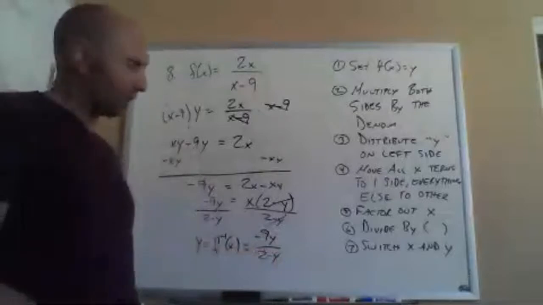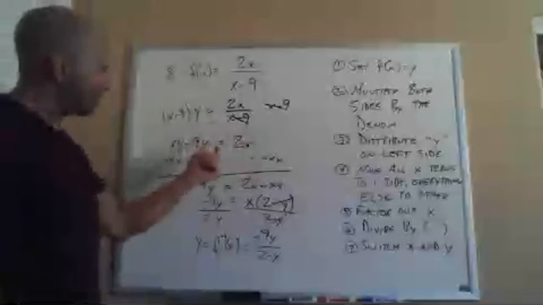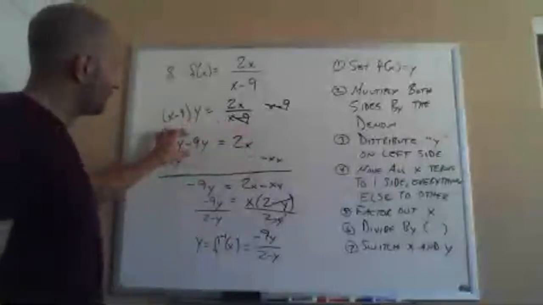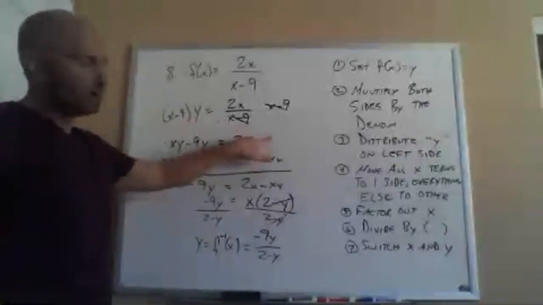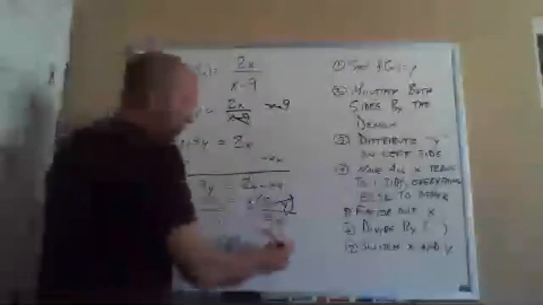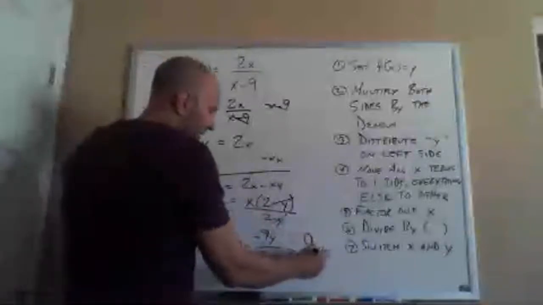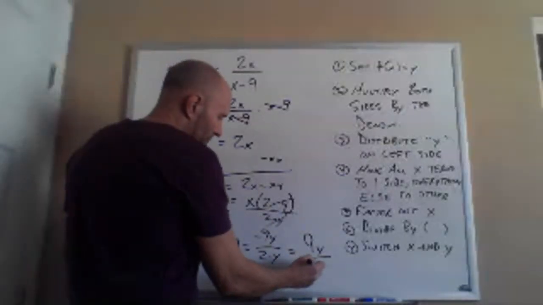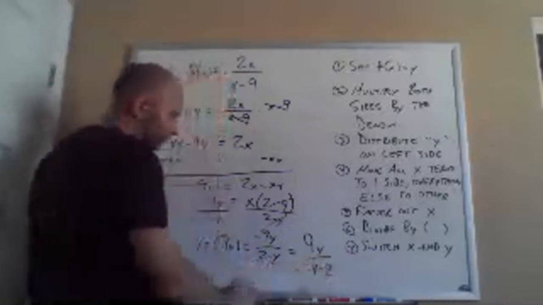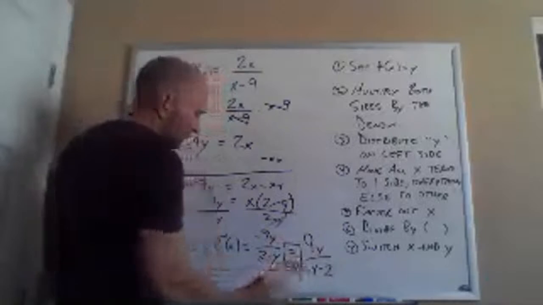So let me stop here for a second. Depending which way you move your x pieces. So if I would have brought the 2x over here and brought the 9y over, all of these signs are reversed. So this is an answer. Another possible answer would have been 9y over y minus 2. Maybe I should write or here. So there's always going to be two possible answers for this.